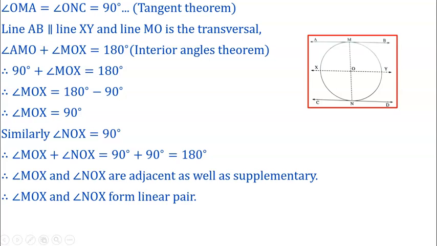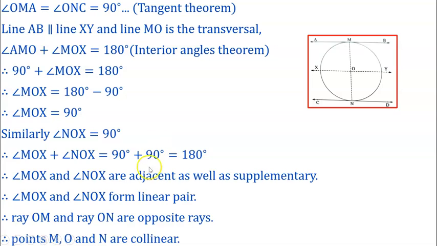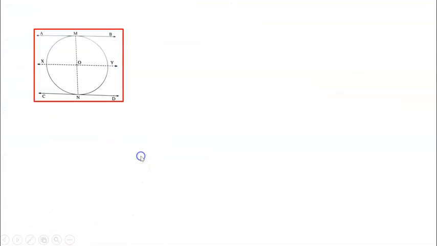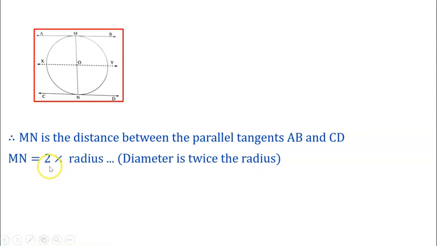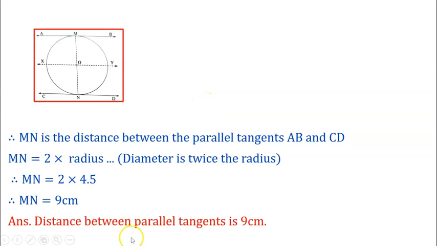Therefore, angle MOX and angle NOX are a linear pair, and therefore ray OM and ray ON are opposite rays. Points M, O, N are collinear. As the points M, O, N are collinear, MN is the distance between the parallel tangents AB and CD. MN is equal to 2 into radius. Therefore, MN is equal to 2 into 4.5. Therefore, MN is equal to 9 centimeters. And hence the distance between parallel tangents is 9 centimeters.